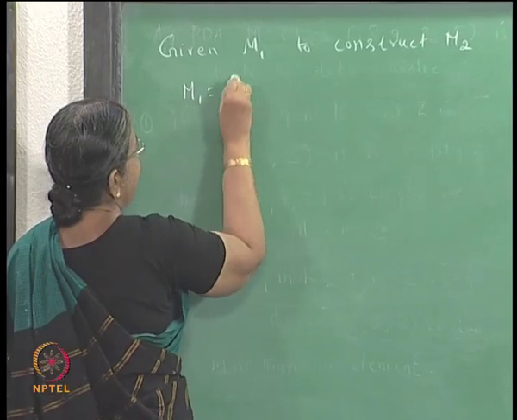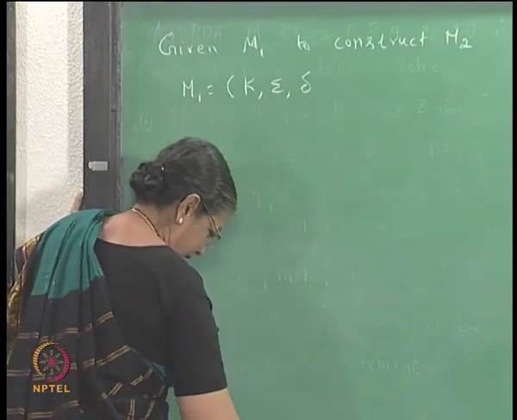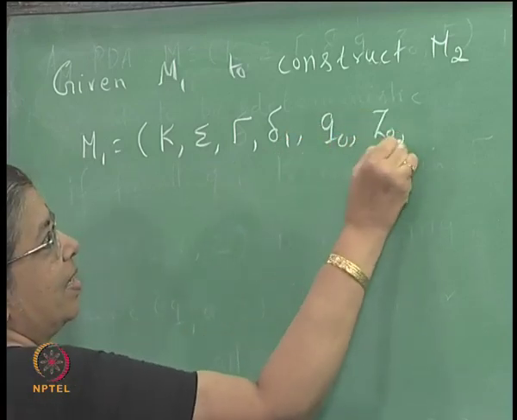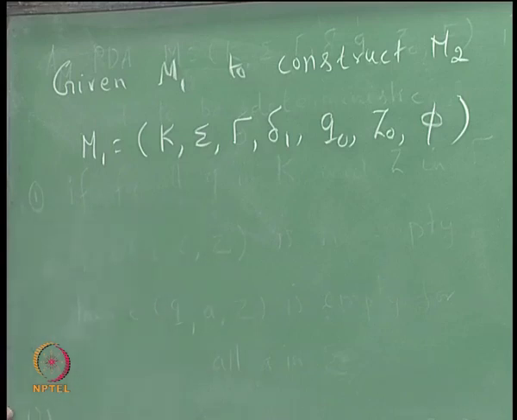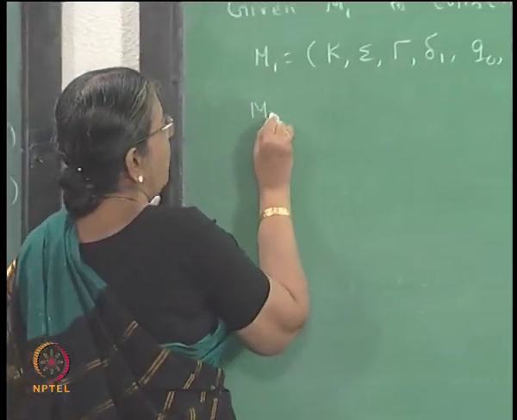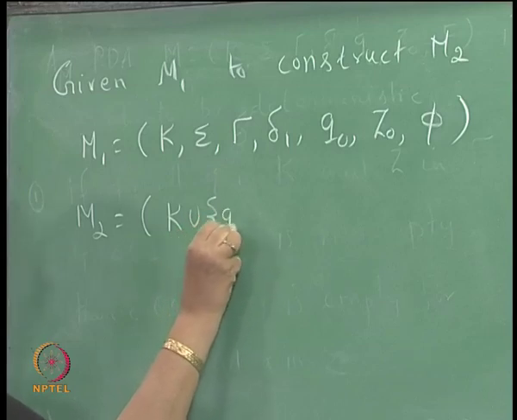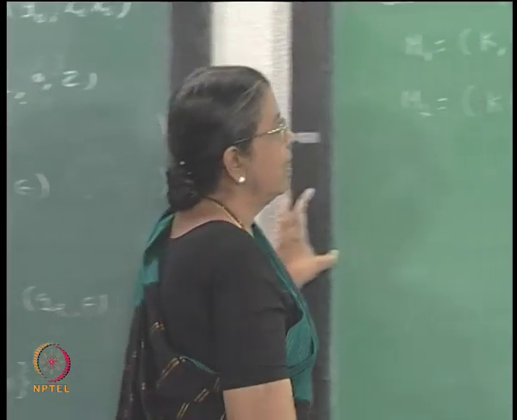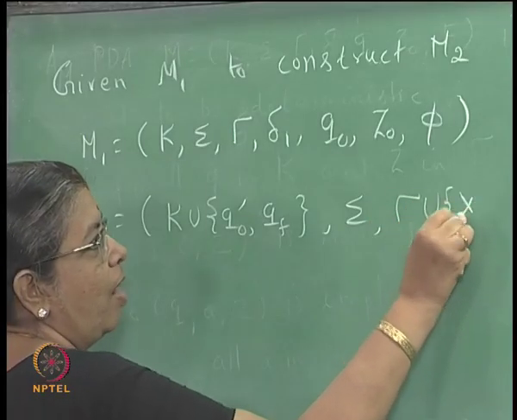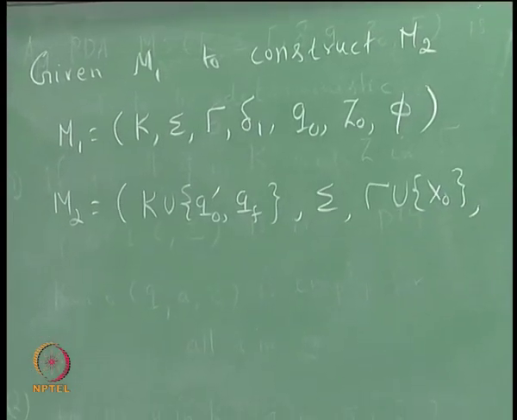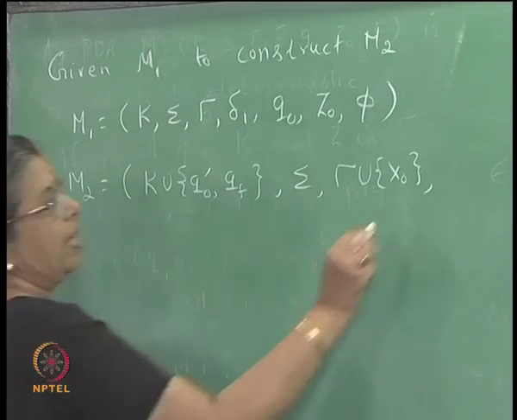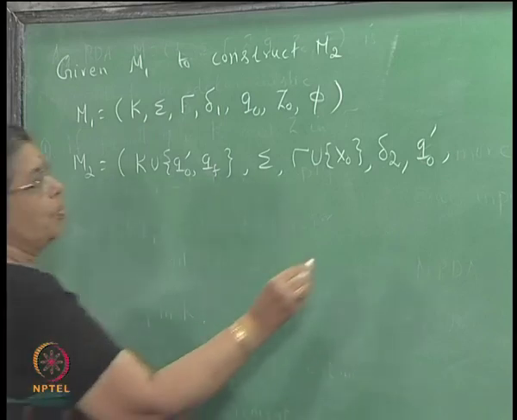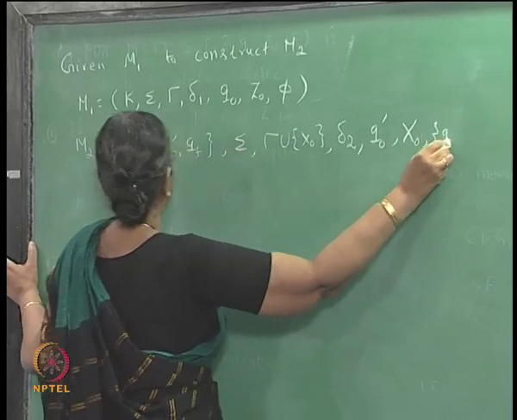So, M1 is given as K, sigma, gamma, delta 1, Q naught, Z naught, phi, right. Its acceptance by empty store, it is given like this. So, to get M2, what you do is, to the set of states you add two more states, Q naught dash and QF. Sigma is the same, you add one more push down symbol x naught, and the mapping is given by delta 2. The new state Q naught dash is the initial state, x naught is the initial push down symbol, and the only final state is QF.